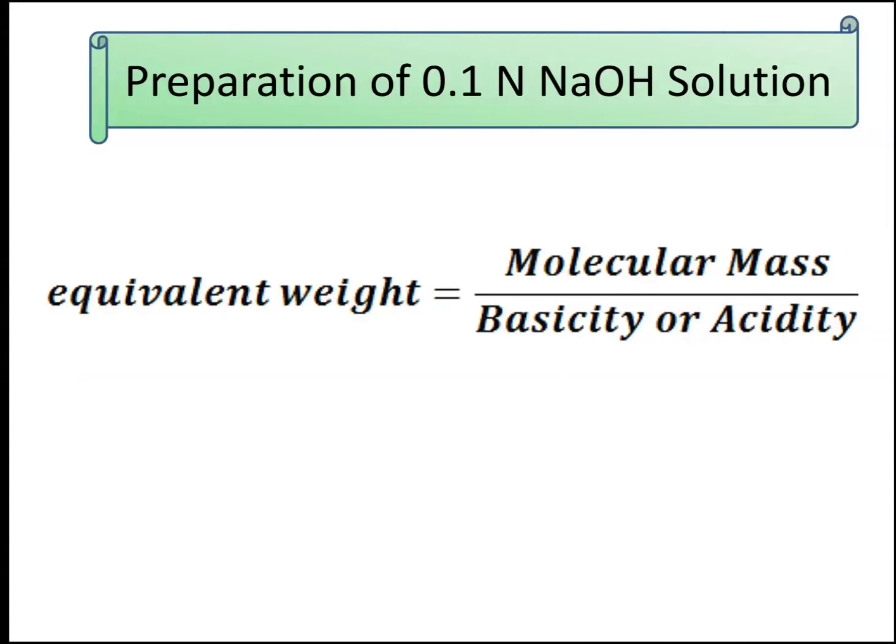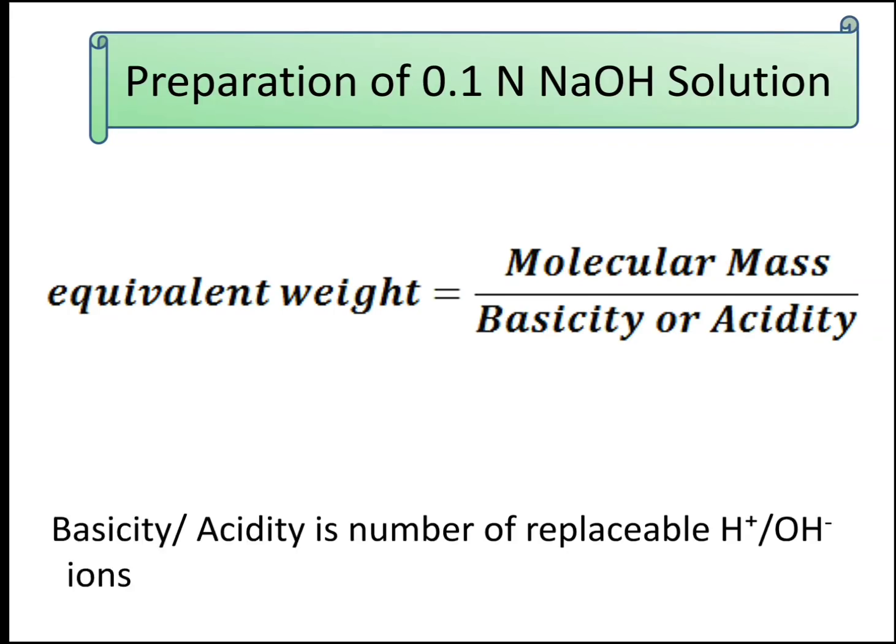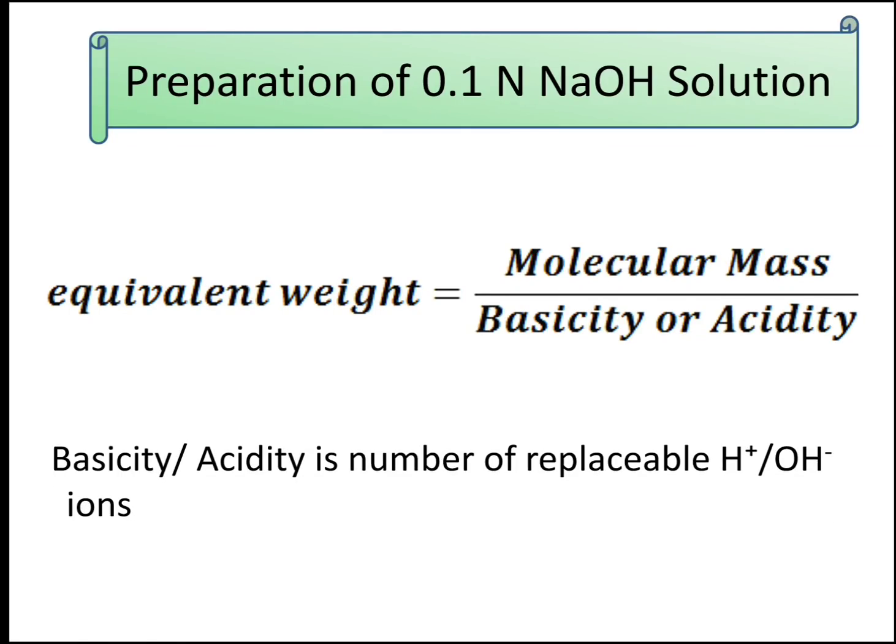And what is equivalent weight? Equivalent weight is equal to the molecular mass divided by basicity or acidity. As we all know about the molecular mass, but what is basicity or acidity? So here is the answer. Basicity or acidity is the number of replaceable H plus ions or hydroxyl ions in the sample. Means if the sample has one H plus replaceable, then it has a basicity of 1. And if one OH negative ion is replaceable, then its acidity is 1.